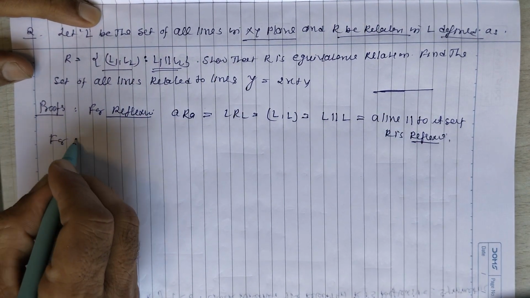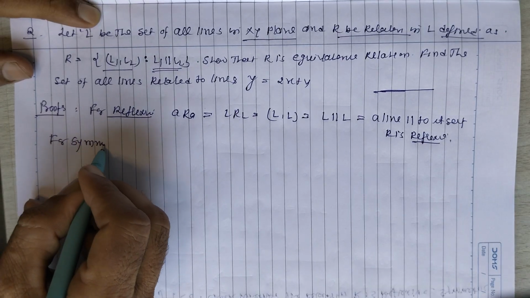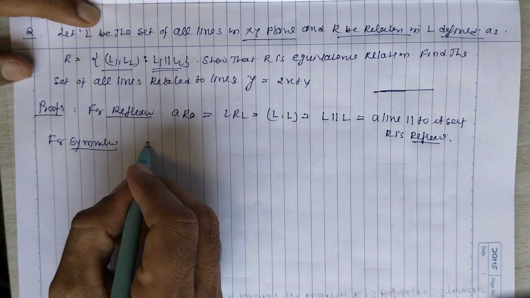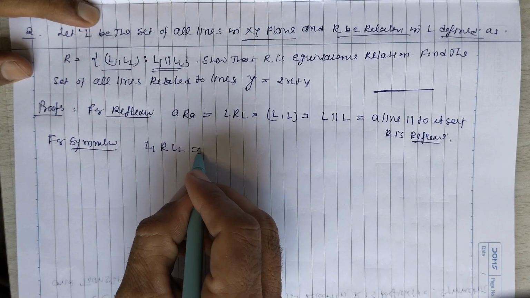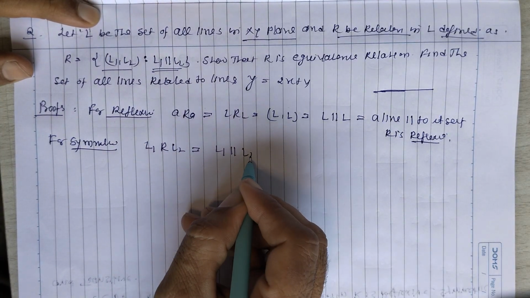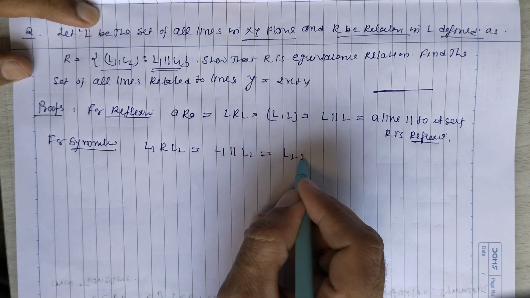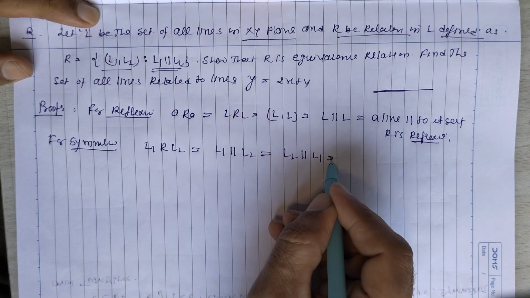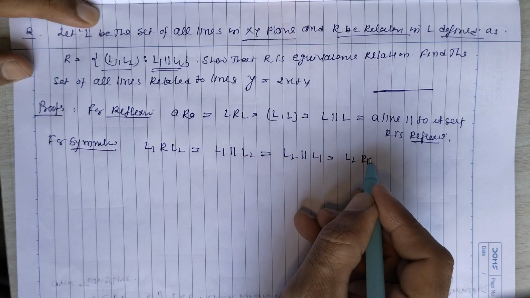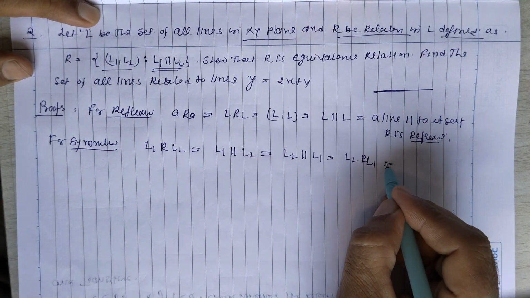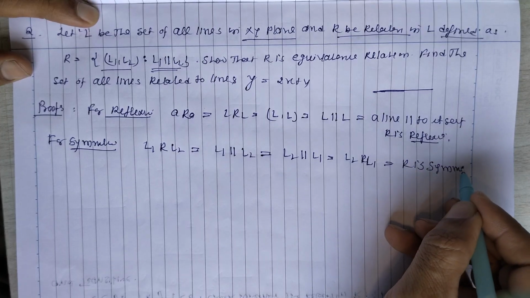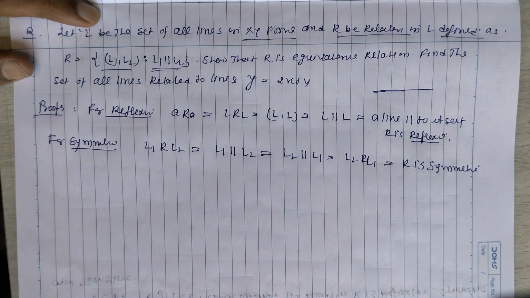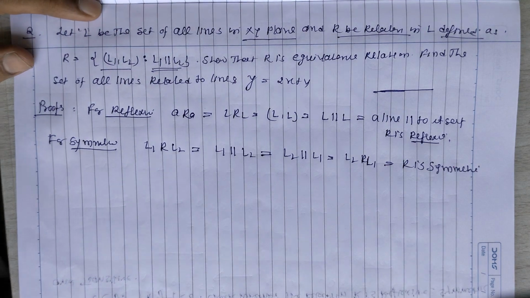For symmetric, L1 related L2 like this. So L1 parallel to L2. If L1 is parallel to L2, then L2 is also parallel to L1. So L2 related L1, meaning R is symmetric. Very simple.